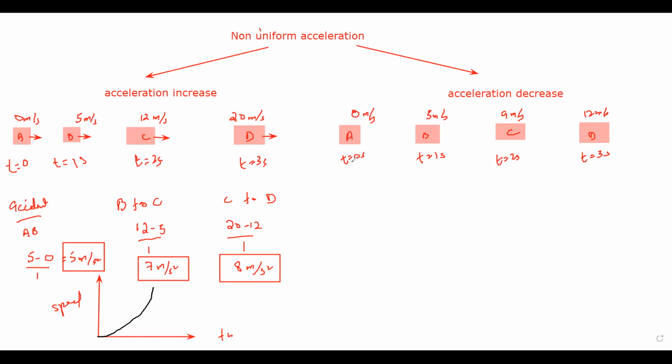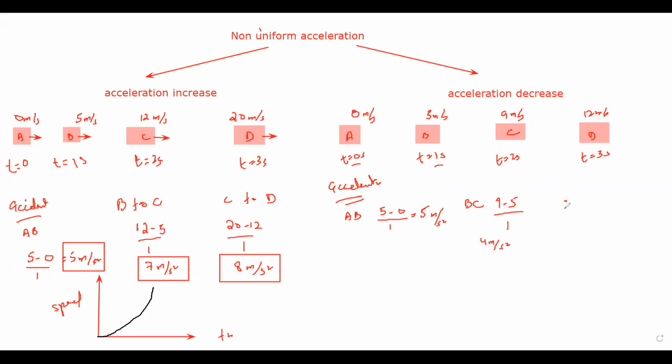Now if we want to calculate the acceleration from A to B, what is the acceleration? The change in the velocity is 5 minus 0, and the time interval is 0 seconds to 1, so the time interval is 1. So the initial acceleration is 5 meters per second squared. What about acceleration from B to C? The change in the velocity is 9 minus 5, divided by a time interval of 1. So acceleration from B to C is 4 meters per second squared.